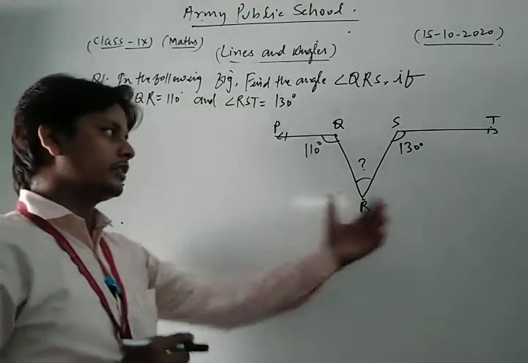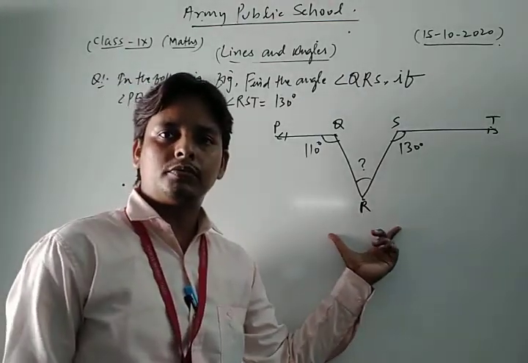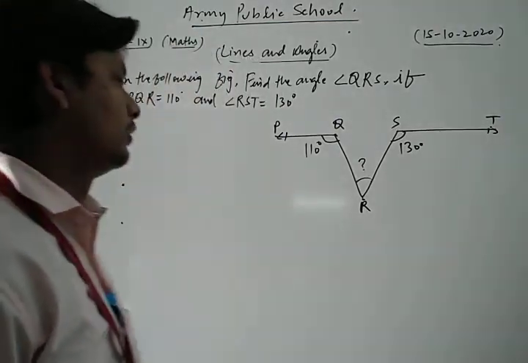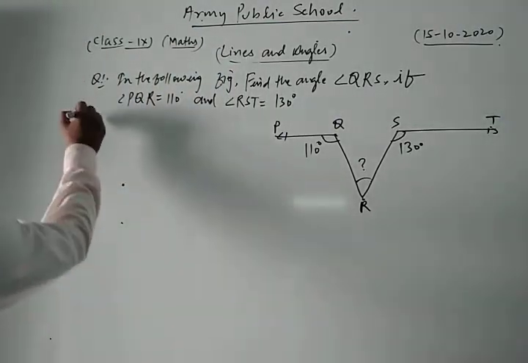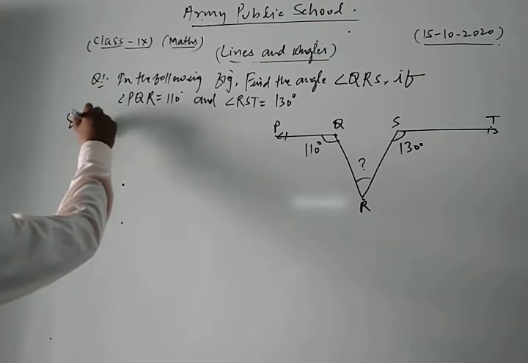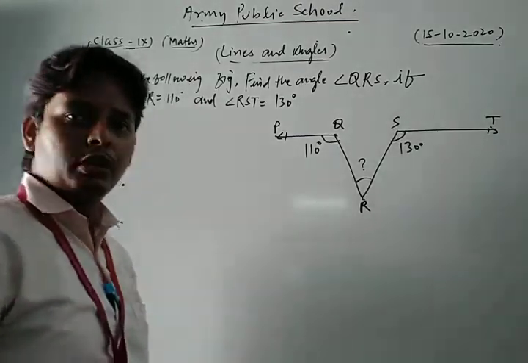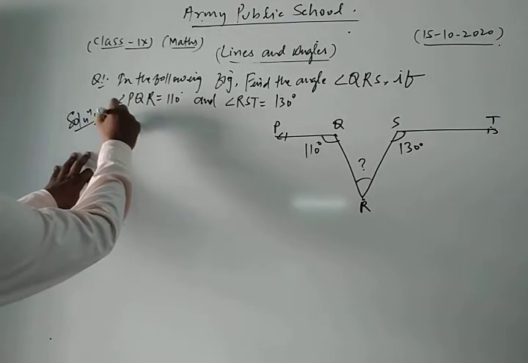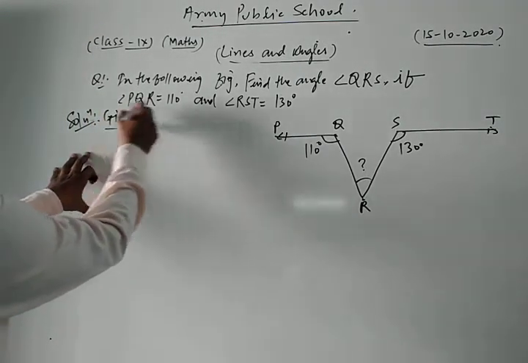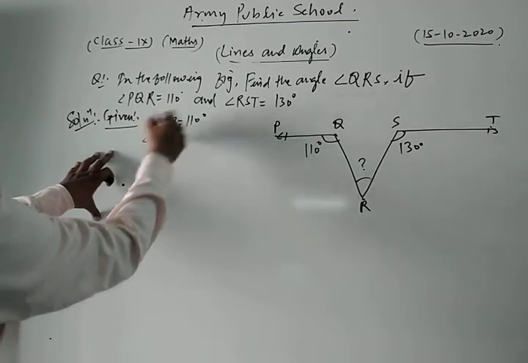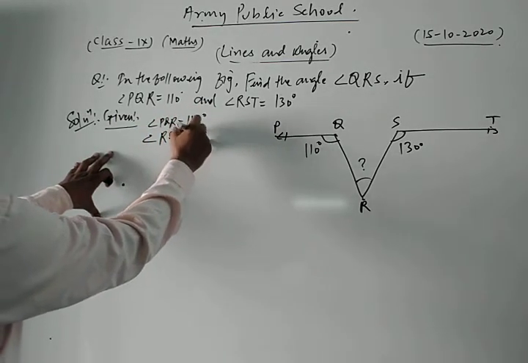Dear students, this is the figure. This is one of the most important questions of your NCERT exercise. In this type of question, first of all, let's see its solution. We have to do some construction. First of all, we write the given: angle PQR is equal to 110, angle RST is equal to 130.